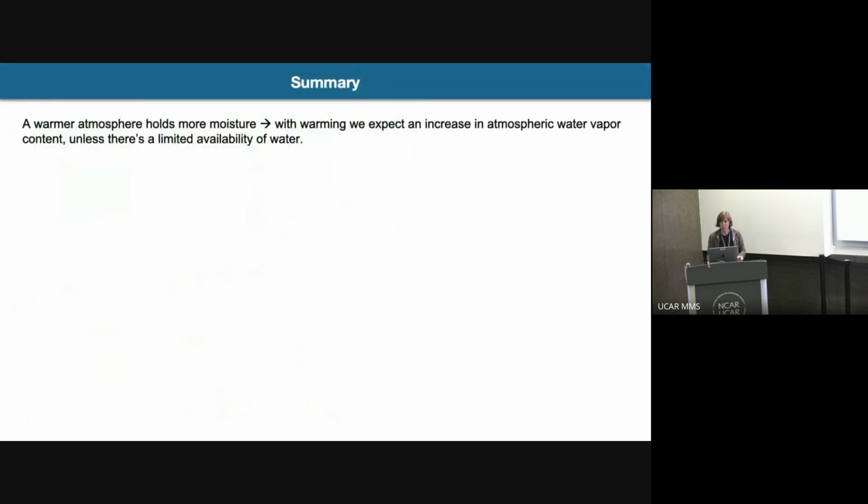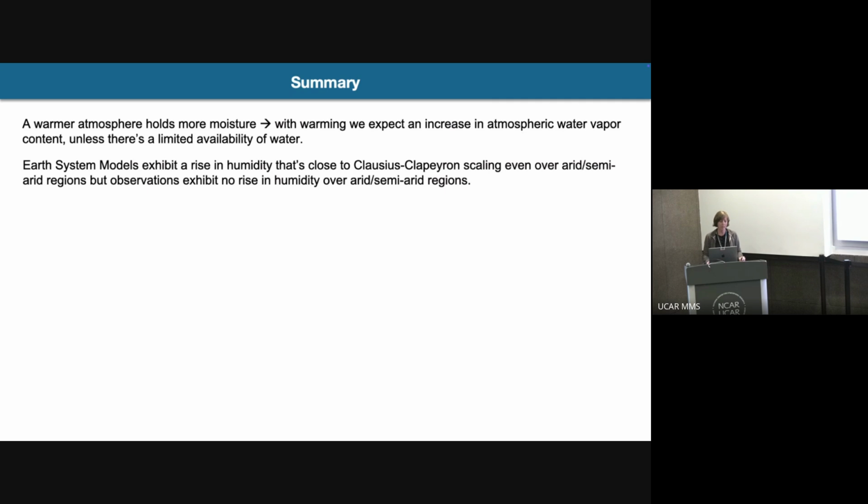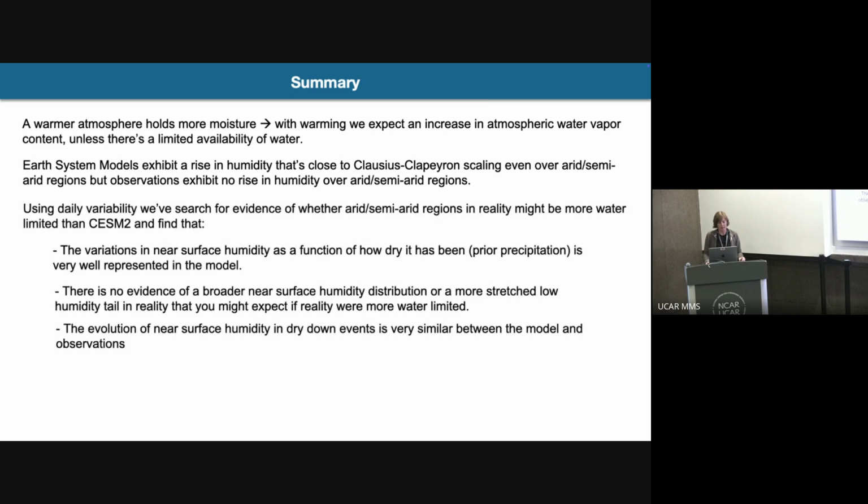So to summarize, a warmer atmosphere holds more moisture, and so with warming, you'd get an increase in water vapor, unless there's a limited availability of water, either from transport into a region or from evaporation. Earth system models show a rise in humidity that's close to Clausius-Clapeyron scaling, so they don't seem to have limitations on water availability. And observations don't do that.